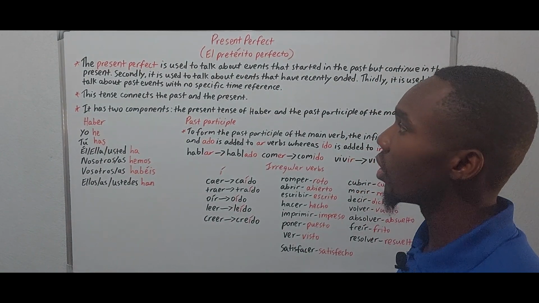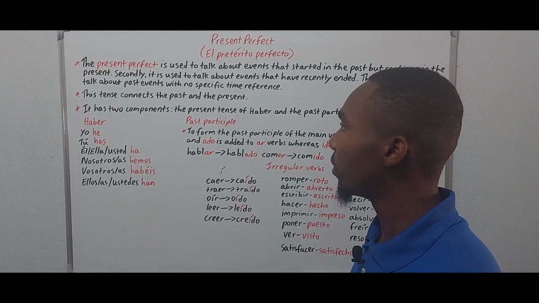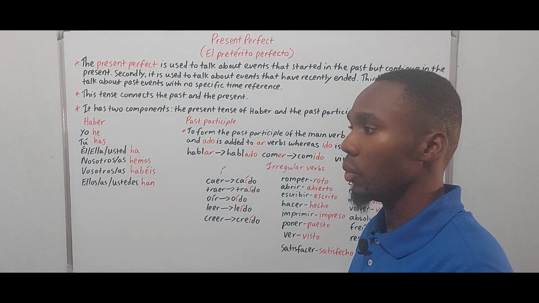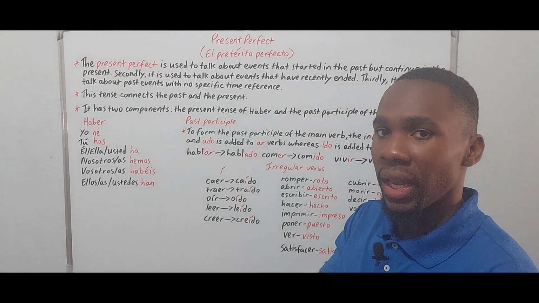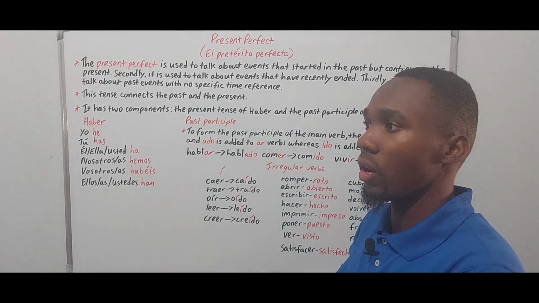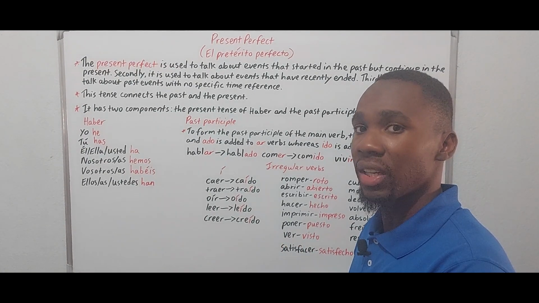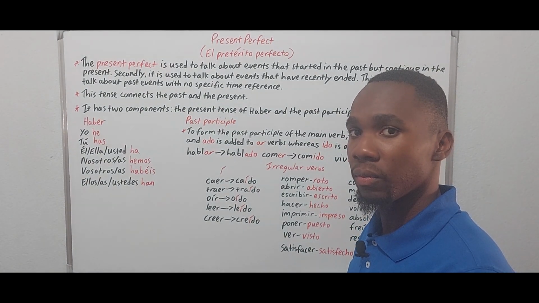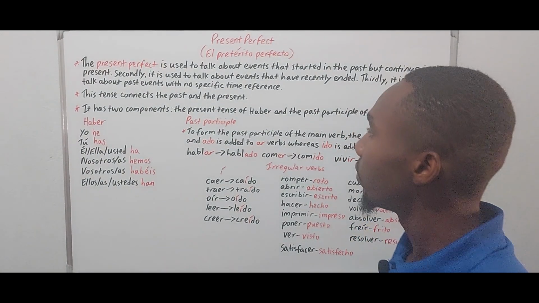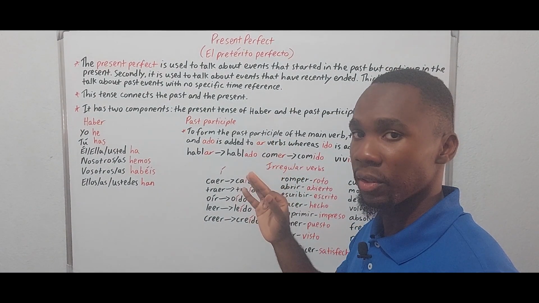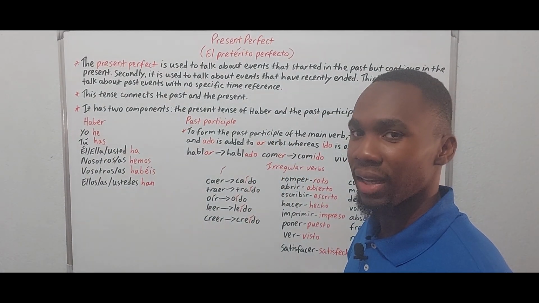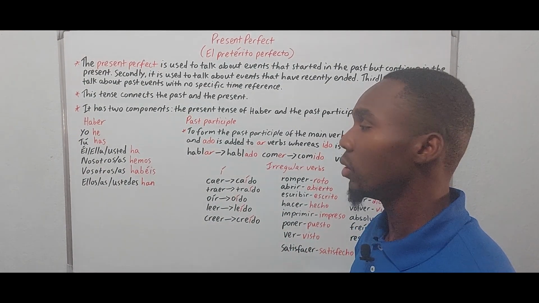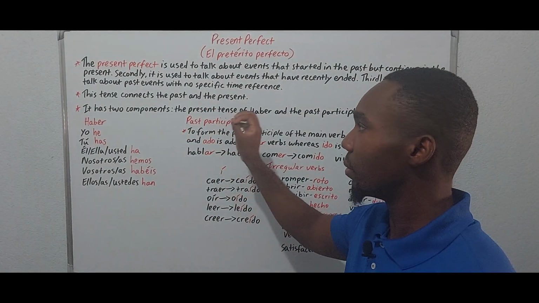Thirdly, it is used to talk about past events with no specific time reference. So if we want to talk about an event that took place in the past, but we do not mention when it happened, nor the time frame in which it happened, we use the present perfect. So these are the three uses of the present perfect. And as you see, they all deal with the past tense, right? But the present tense is still relevant. Therefore, we say that this tense connects the past and the present.